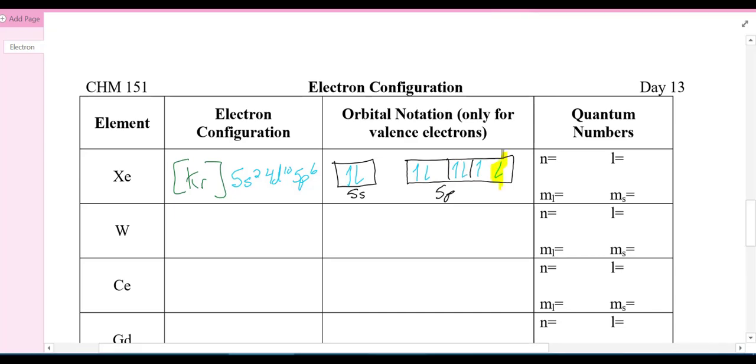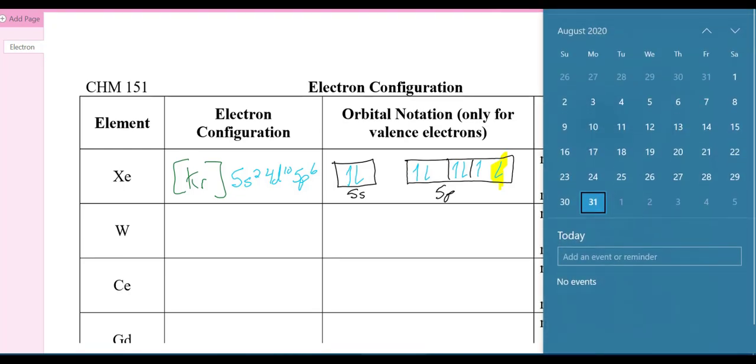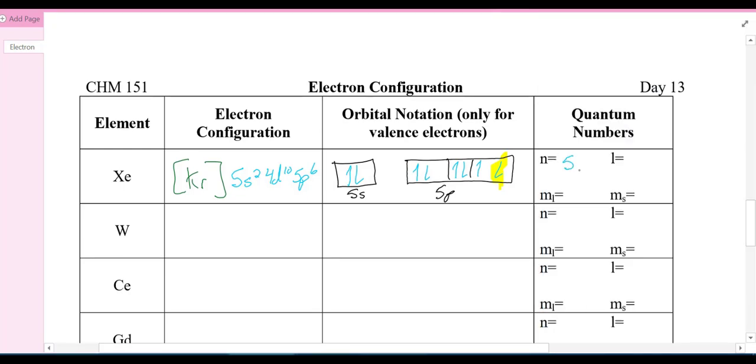So this one right here. L, I'm sorry, N. N is 5. L is p orbital, 1. M sub L, 1. It's the last orbital, so it's negative 1, 0, 1. And MS would be minus 1/2 because we're down.